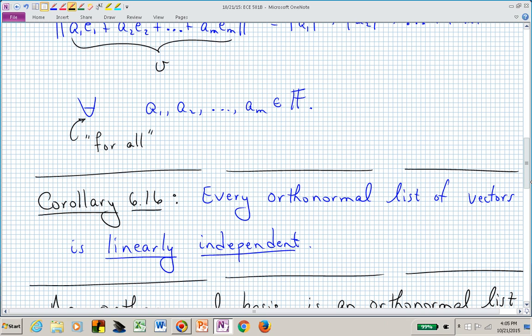Then we talked about corollary 6.16, which said that every orthonormal list of vectors is in fact linearly independent, and we showed that the reason that was the case is because we had that sum of magnitude squared equaling 0, and the only way for that to equal 0 is for all of those scalars to be 0. And we know that if all the scalars are 0 for a given list of vectors, that implies that that list of vectors is linearly independent.